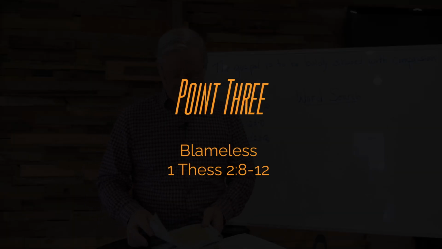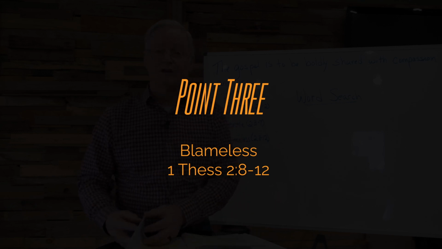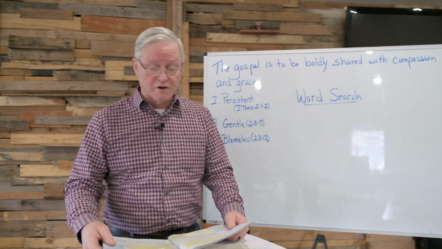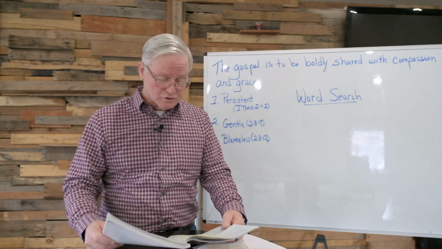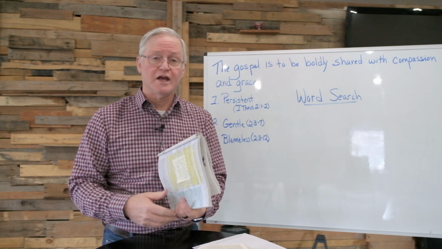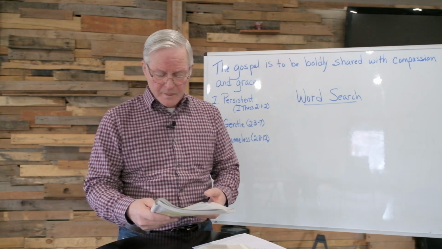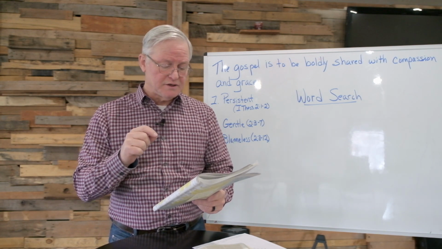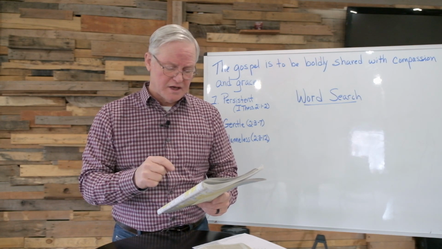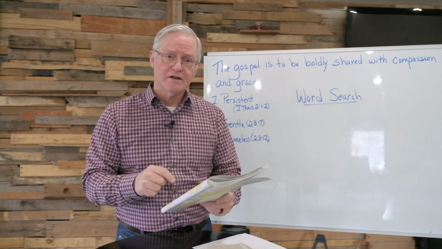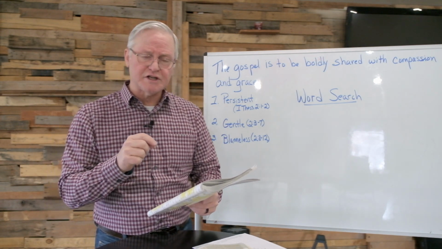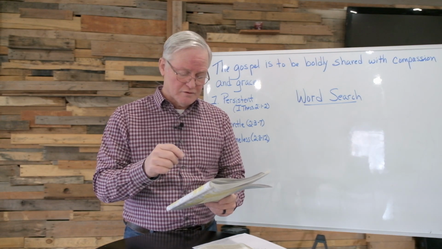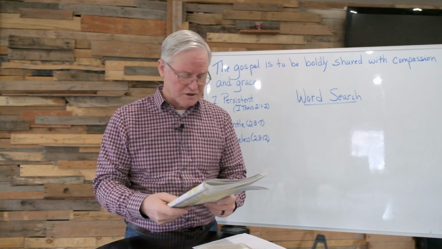Now, the third point that he has in this lesson is the fact that he was blameless. Verses 8 to 12. The gospel is to be boldly shared with compassion and grace. I want you to notice some things about this text. Notice, first of all, his evangelistic method in verses 8 and 9. And then verses 10 to 12, notice his pastoral method. First of all, he was blameless in his evangelistic method.